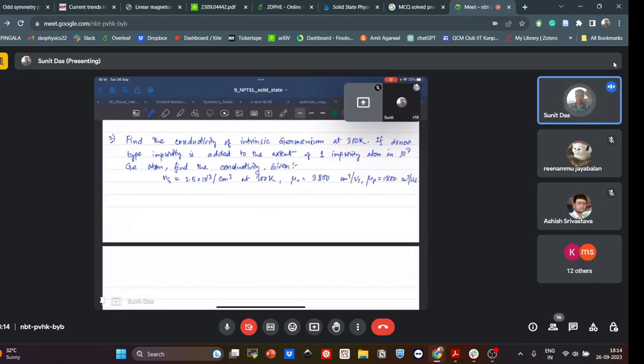Okay, so the next problem is to find the conductivity of germanium at 300 Kelvin, given the information that one impurity atom is added per 10 to the power 7 germanium atoms, and also the intrinsic density of electrons in the germanium is given as 2.5 into 10 to the power 13 per cm cube, and then the mobility for electrons and the mobility for holes are also given.